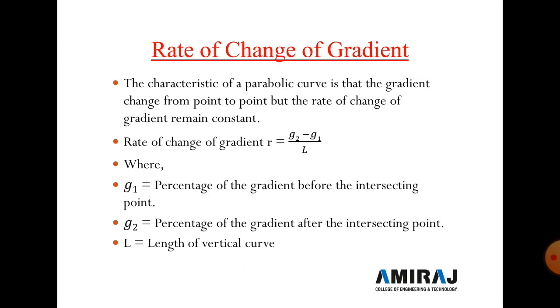Now next is the rate of change of gradient. The characteristic of a parabolic curve is that the gradient changes from point to point, but the rate of change of gradient remains constant. So the rate of change of gradient R equals G2 minus G1 divided by L. What is G1? G1 is the percentage of the gradient before the intersection point, and G2 is the percentage of the gradient after the intersection point. G1 and G2 are the important gradient points, and L is the length of the vertical curve.